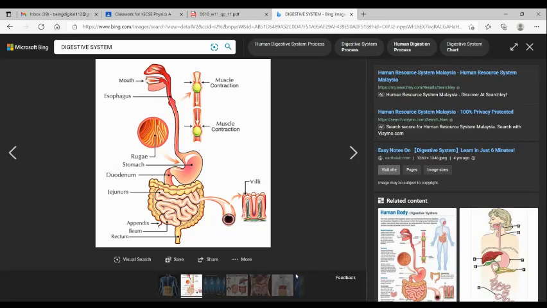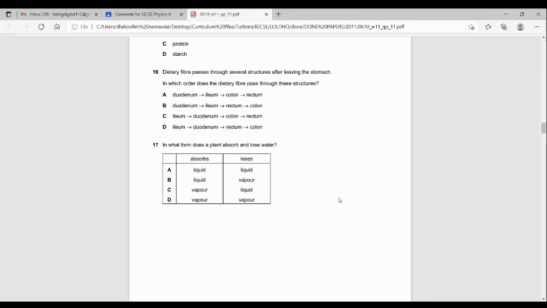So I go back to the question one more time. We said that after it leaves the stomach, it goes to the jejunum. So the answer is either A or B, and C and D are totally wrong. I don't look at them anymore. Let's see which one is correct. Jejunum and ileum are the same in both, so which one is different? I know that food leaves the ileum and enters the colon, and the rectum is the last part. So A is the answer.